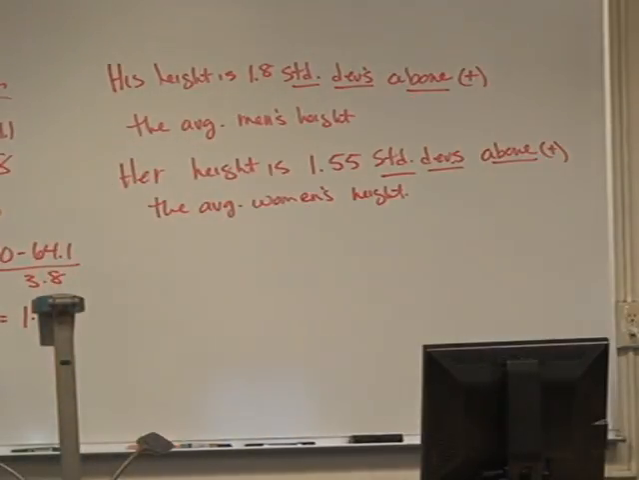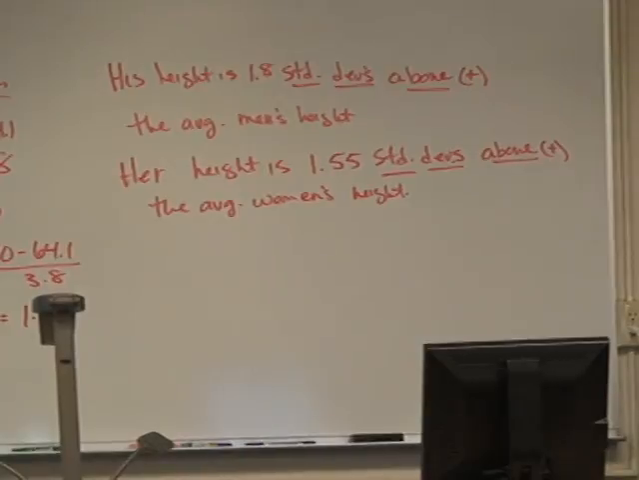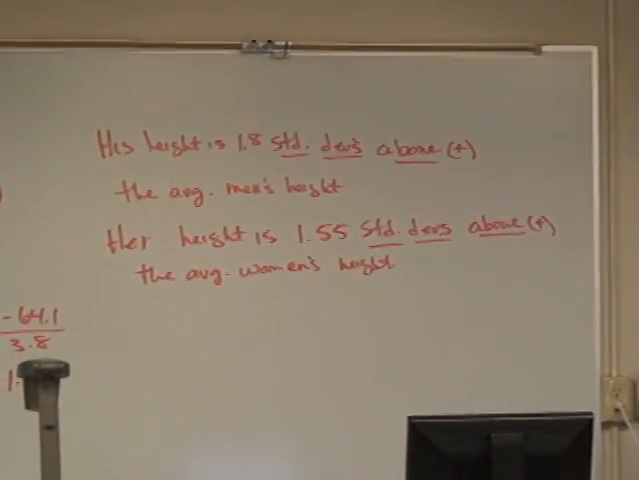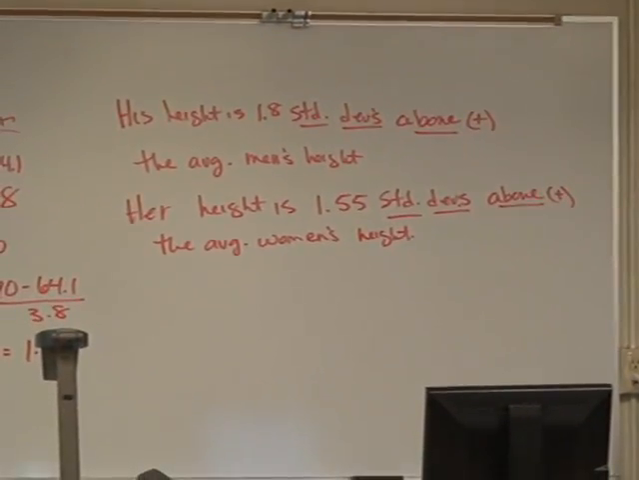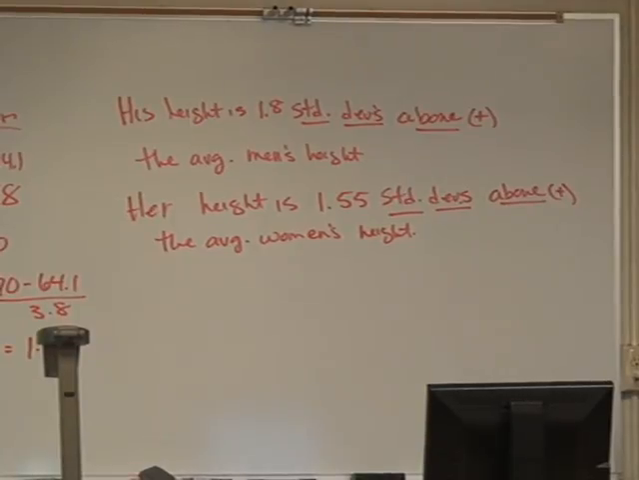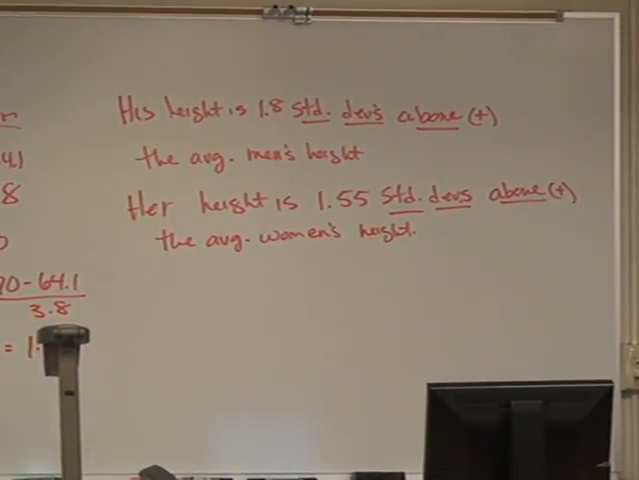So who's relatively taller, him or her? He is, because his standard deviation is further above the mean of his distribution. That make sense? Okay? So you've made them comparable across the same, rather than apples and oranges. Oh, how about this? Rather than plums and apricots, now you have a pluot.